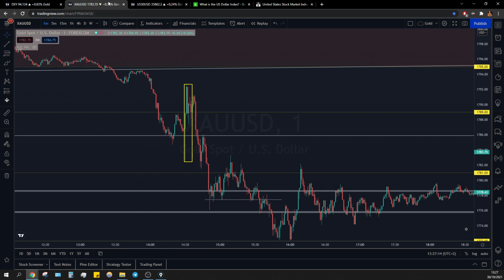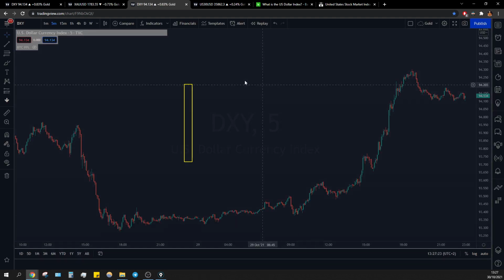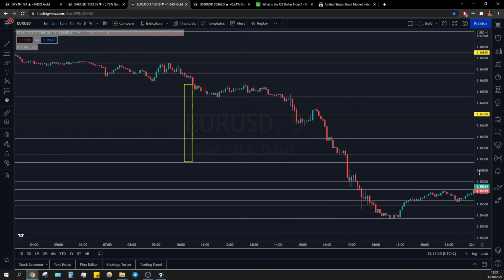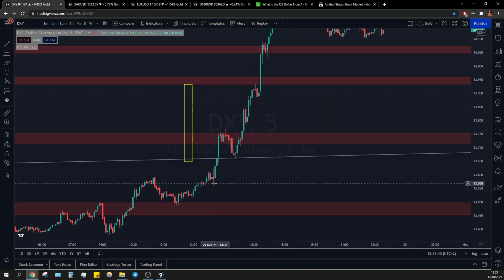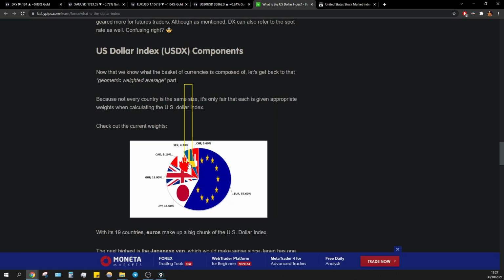Of course, if you jump on the euro dollar, you will see a much clearer bearish move. I'll show you, because euro dollar is a currency and follows exactly on the dot the dollar index, because it is one of the pairs that are traded against it. As you can see here, it's the same. You have a weak candle before, and then a nice engulfing candle, because the euro is one of the currencies that are part of the basket.